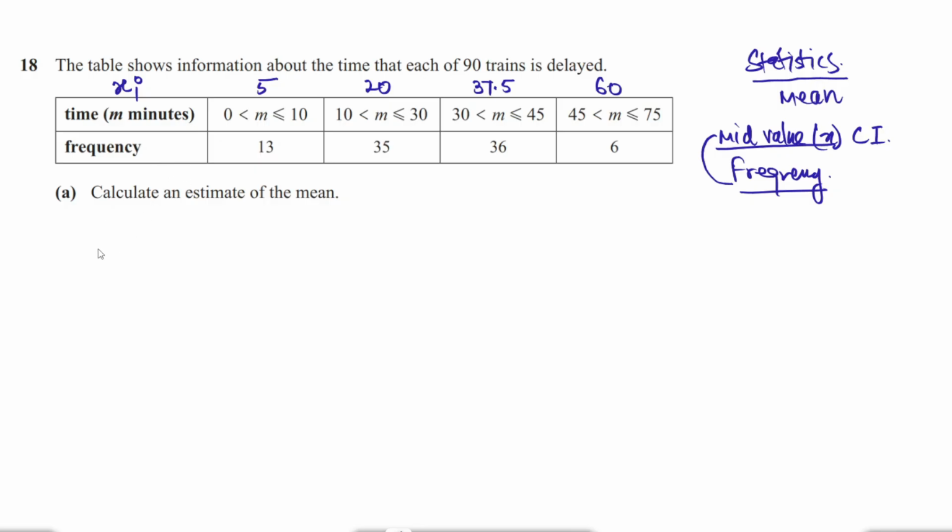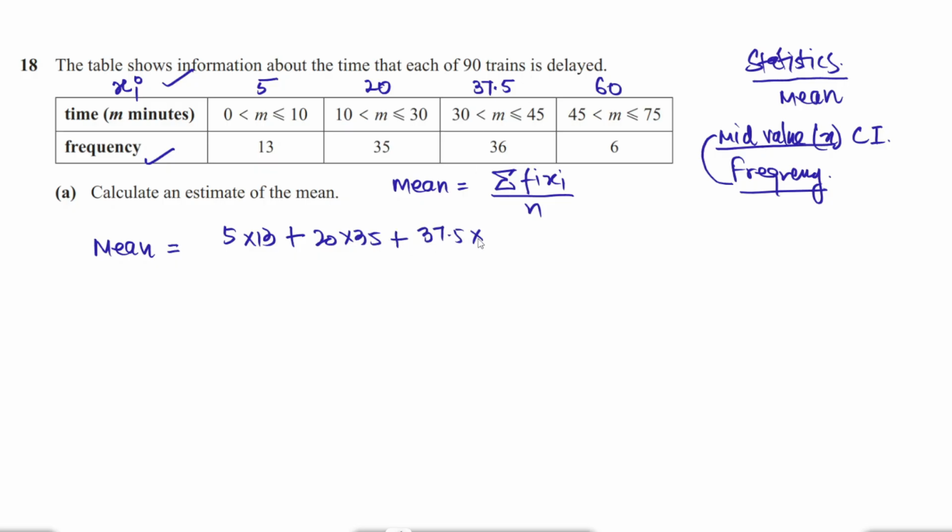Multiply these means the mean is given by the formula of mean: sum of all fi and xi, these are the f values, these are the x values, divided by the total number of observations. Okay, so how do you find it? 5 into 13. You have to show this working, okay? Plus 20 into 35 plus 37.5 into 36 plus 60 into 6.